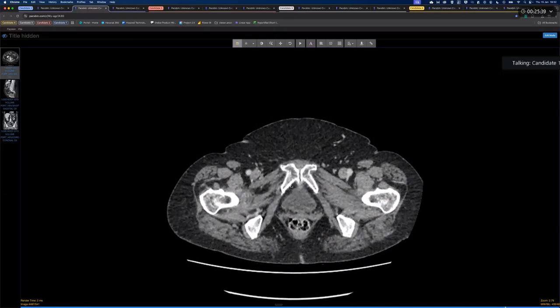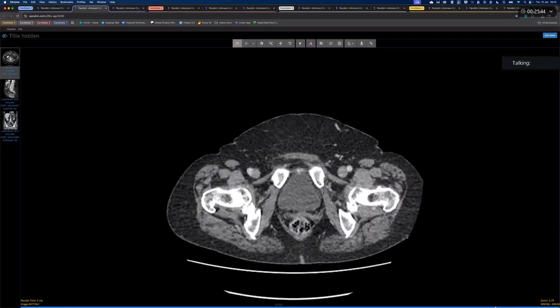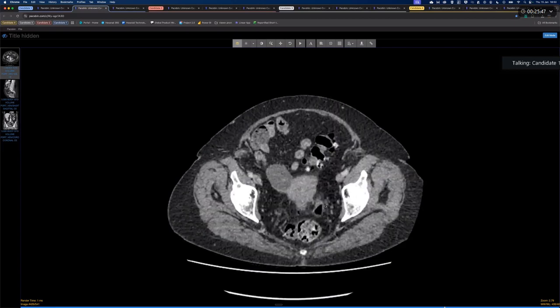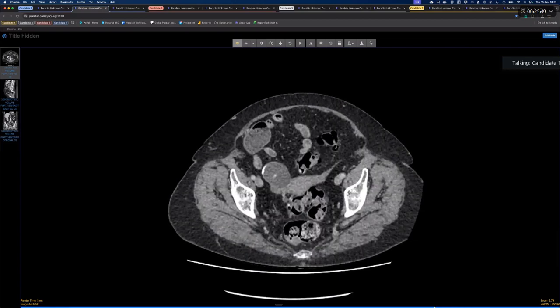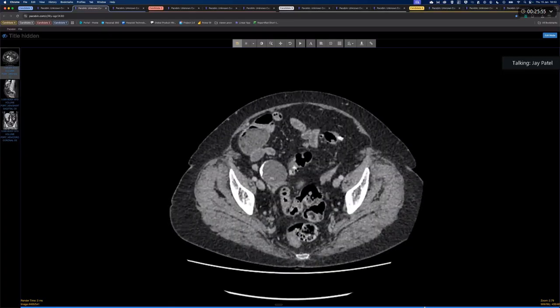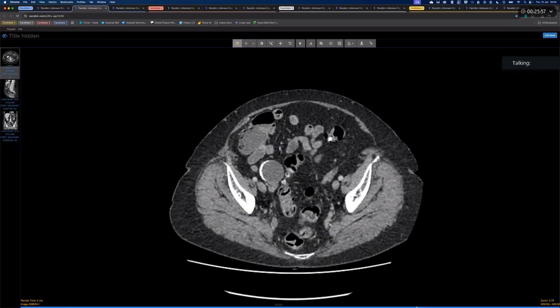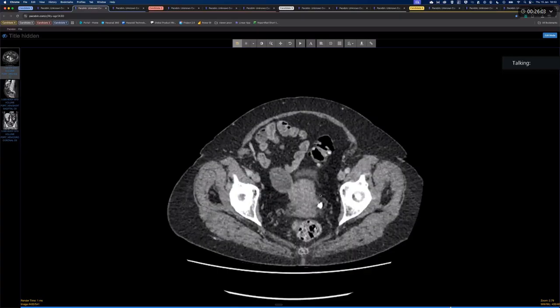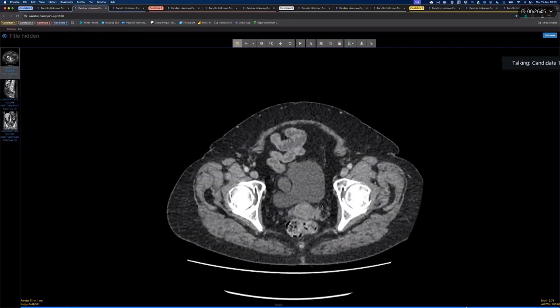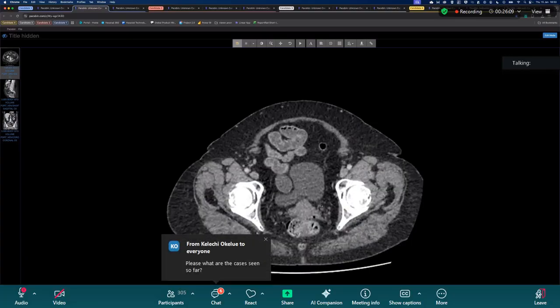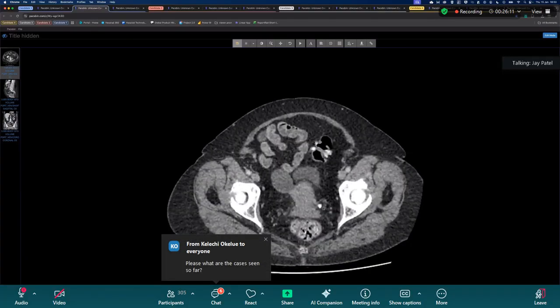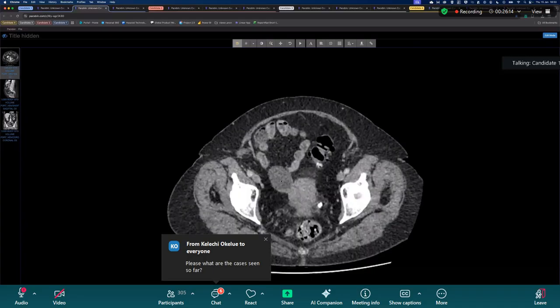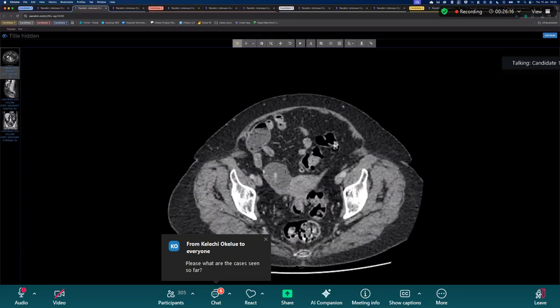Sorry, again, scrolling issue. Going up, no worries. Again, a calcified lesion seen at the site of the left adnexa. The left adnexal calcified lesion. Over here. Okay. So this lesion is cystic with peripheral calcification.